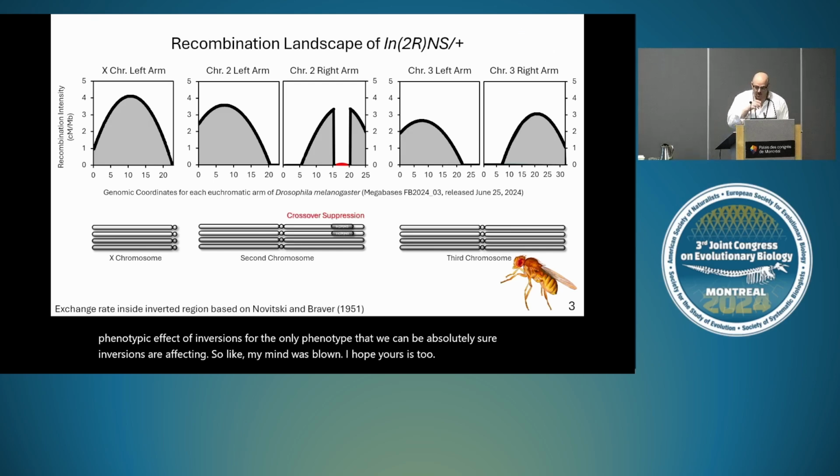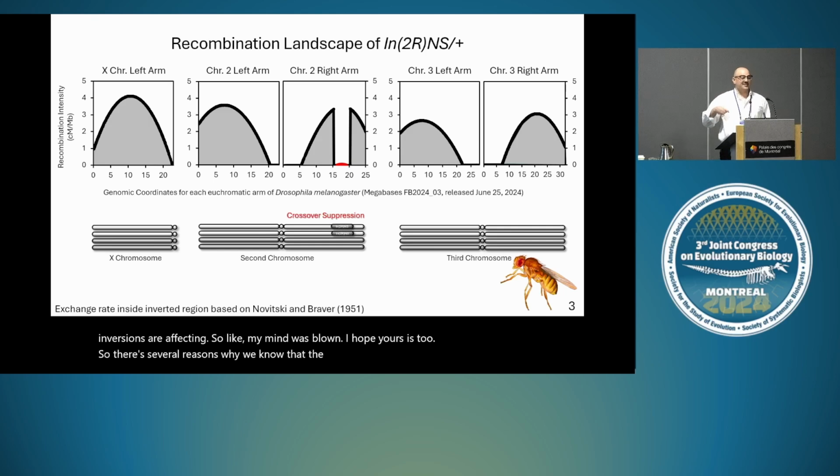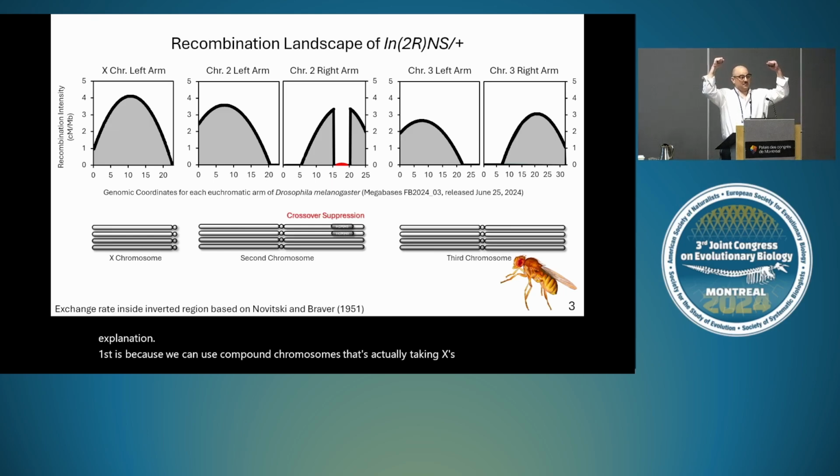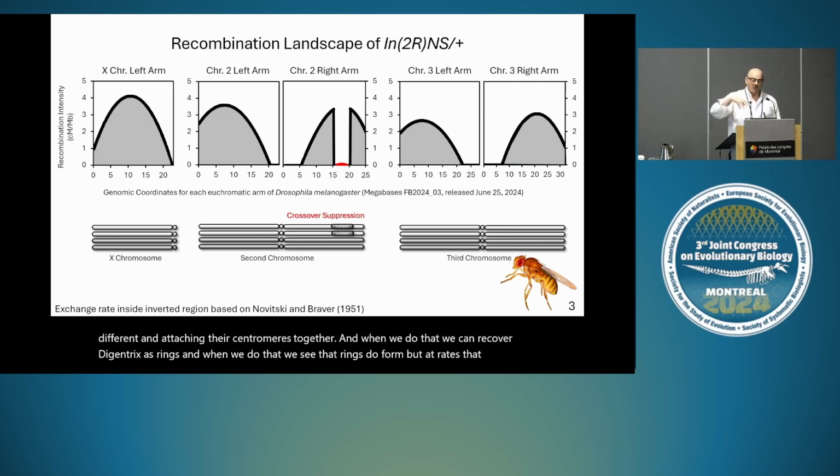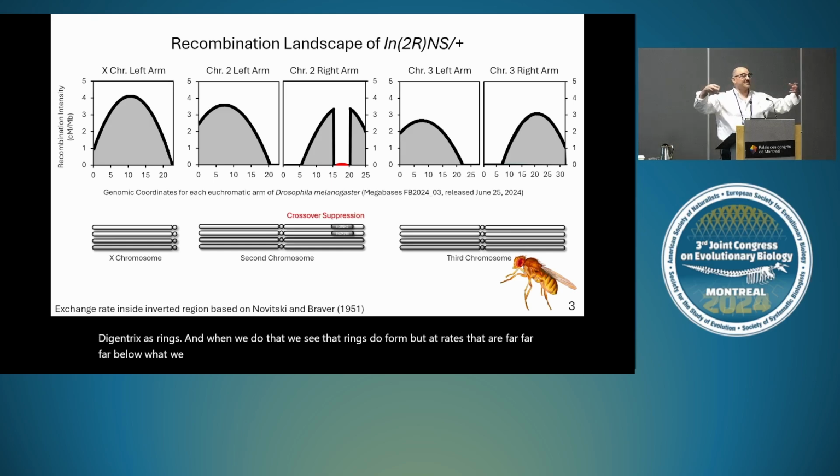So there are several reasons why we know that the formation of dicentrics is an incomplete explanation. First is because we can use compound chromosomes, that's actually taking X's that are on 2 different chromosomes and attaching their centromeres together. And when we do that, we can recover dicentrics as rings. And we see that rings do form, but at rates that are far, far, far below what we would expect given the size of the inversion.